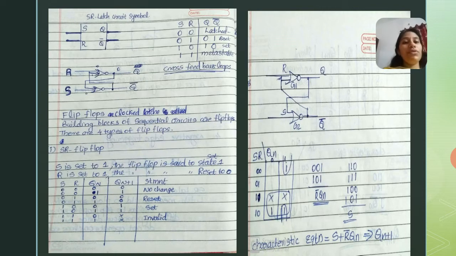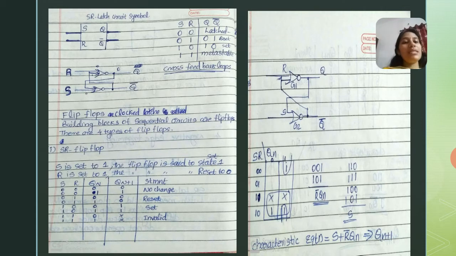Then if you give 0 and 1 as a combination, that is S is 0 and R is 1, then the reset operation will happen. That is, the present state of the flip-flop is changed to the reset state. So the reset operation is happening there.